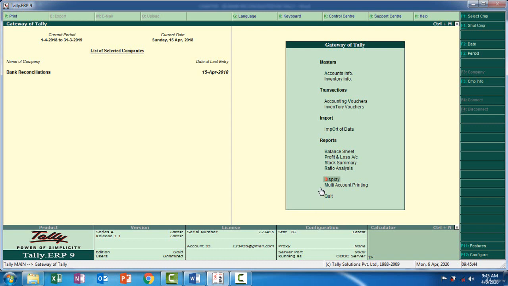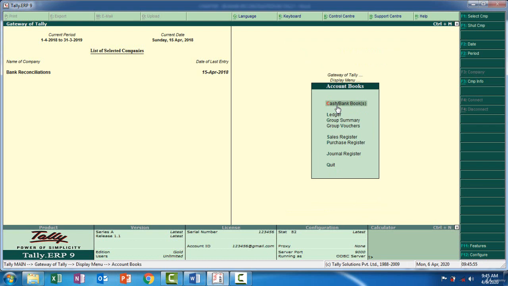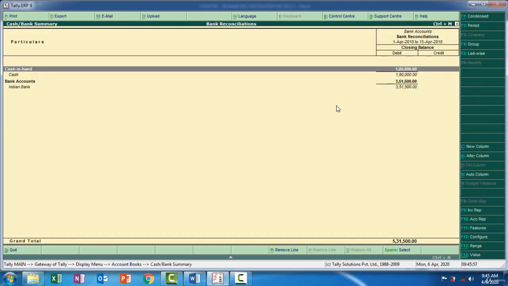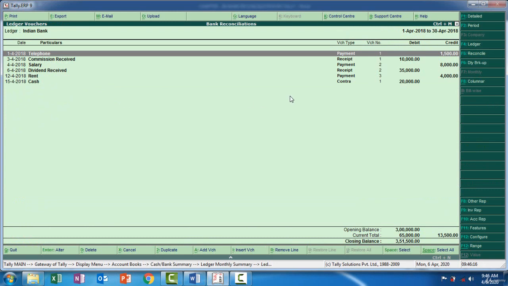How can we look at our bank book balance? Under the Gateway of Tally report, go to Display, then Account Books, then click Cash or Bank Books. There are two accounts: the first one is the cash account, the other is a bank account. Indian Bank is available, so you can double click here. You can see that in April we had transactions, so I'm going to double click here. You can see all the transactions, whatever vouchers were used to record our transactions, appear here.